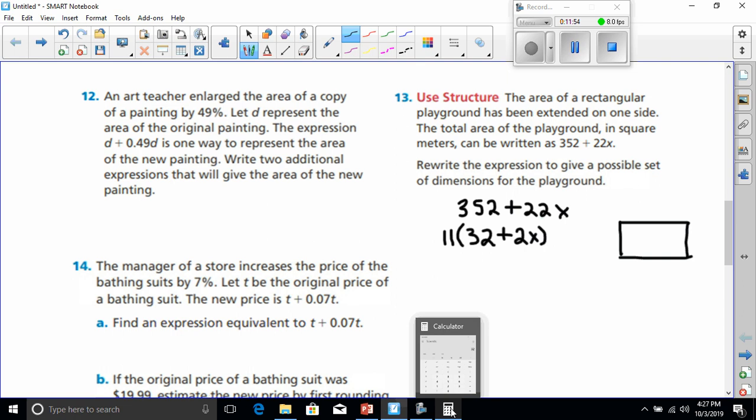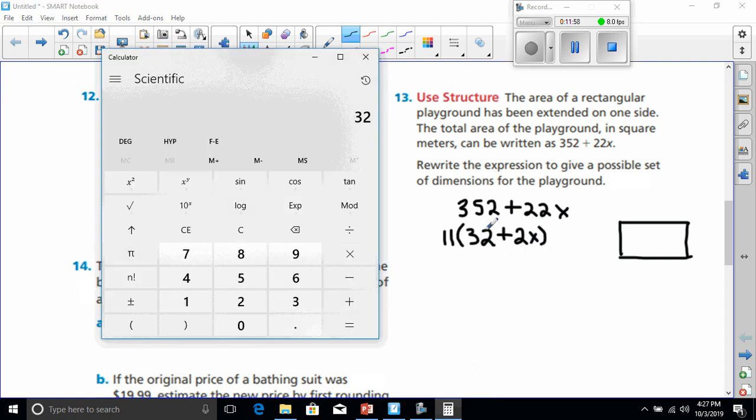I'm just going to make, something seems wrong here. And that's because I see that 32 and 2 are both divisible by 2. So I'm going to check one more time. 352 divided by 22. I'll look at that. That equals 16. That makes more sense. Okay.